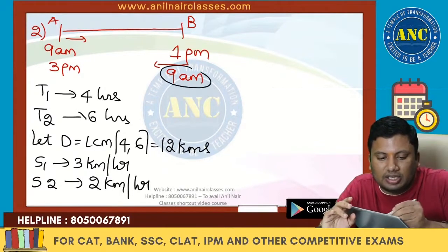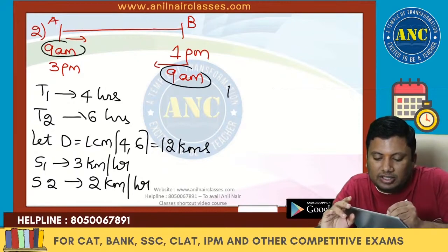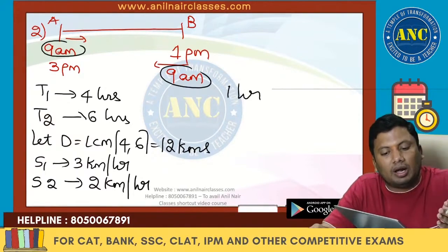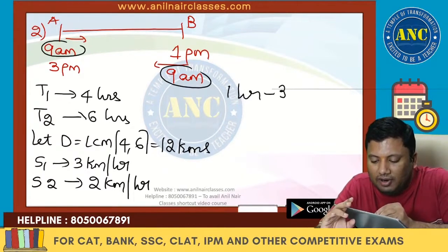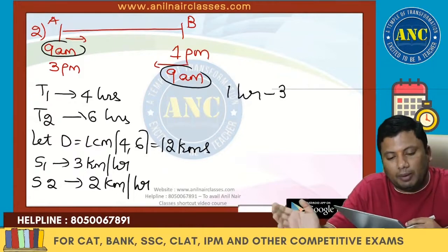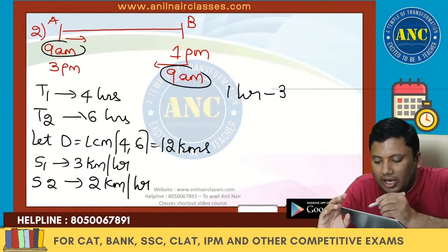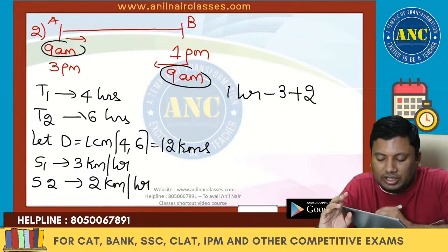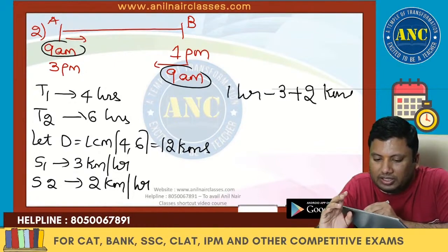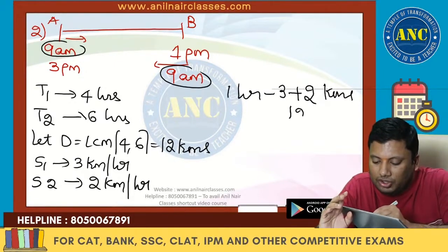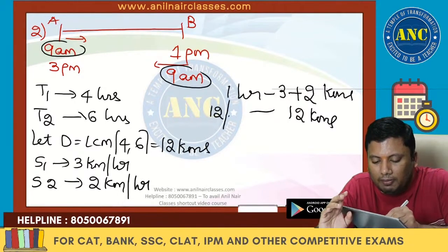Both are starting at the same time. That means in 1 hour, the train coming from A will travel 3 kilometers. The train coming from B will travel 2 kilometers. So total 5 kilometers it has traveled, but I want total 12 kilometers. So answer is 12 by 5.